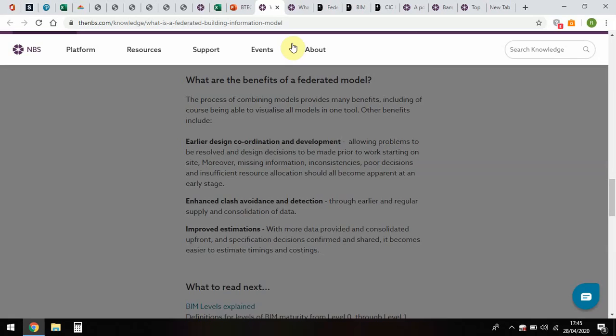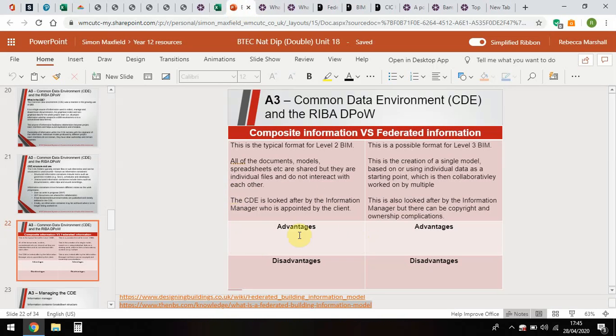Okay, so on those sheets there's a few things for you to have a look at. The task I want you to do is think about what your advantages and disadvantages are of having composite information and having federated information for a BIM enabled project. Okay, you can see from the title it's asking you about the CDE and the RIBA Plan of Work together, which I will come on to a little bit more when we talk about the assignment. Have a look back at those stages.